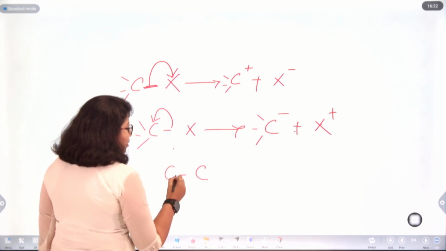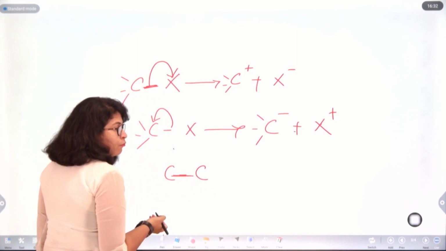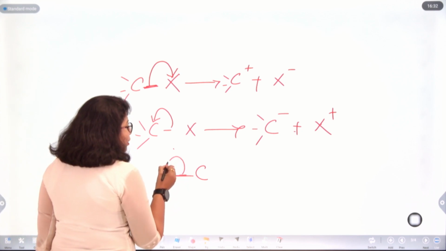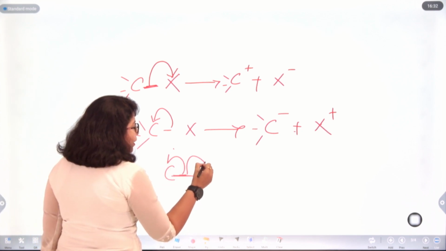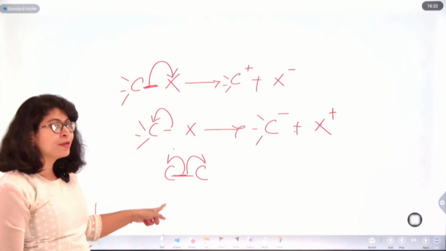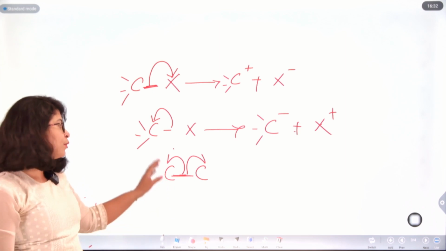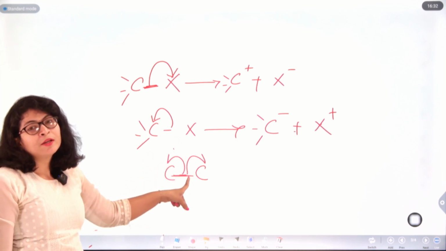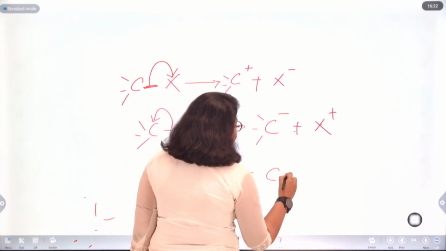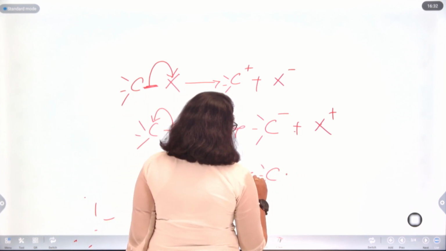Suppose carbon-carbon, this bond is there. If I have to show homolytic bond cleavage, that means the arrow will be a half-headed fish hook arrow. This means one electron is moving to one atom and the other electron is moving to the other atom. So this means we have two carbon free radicals.